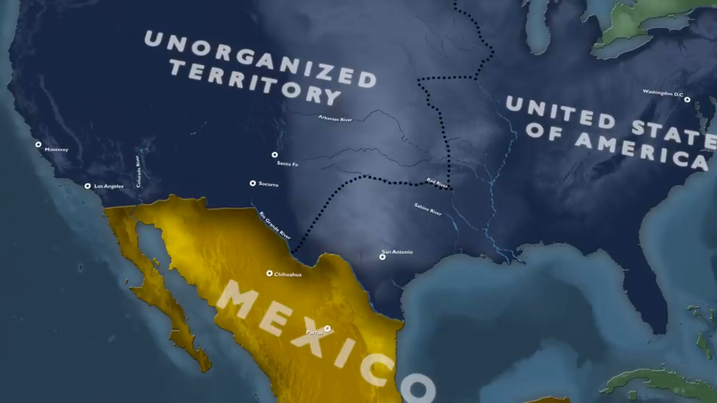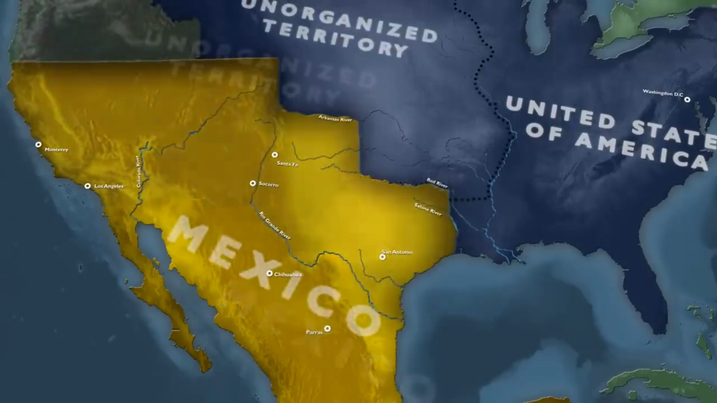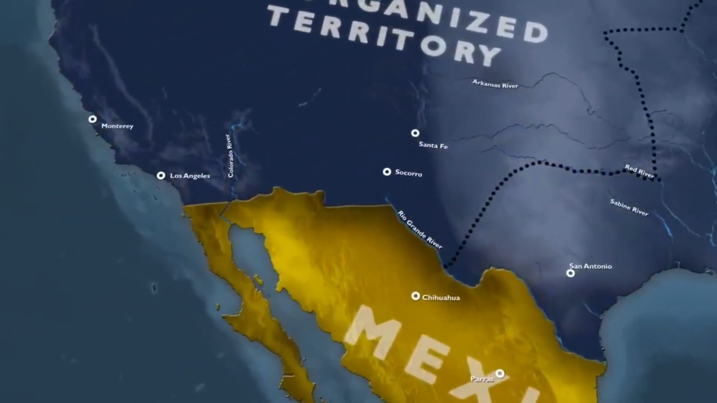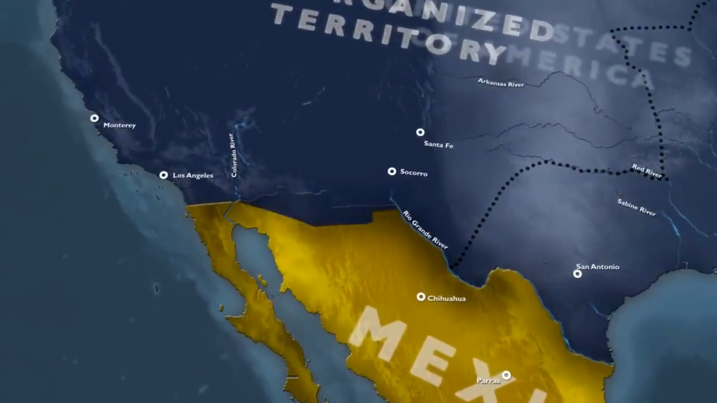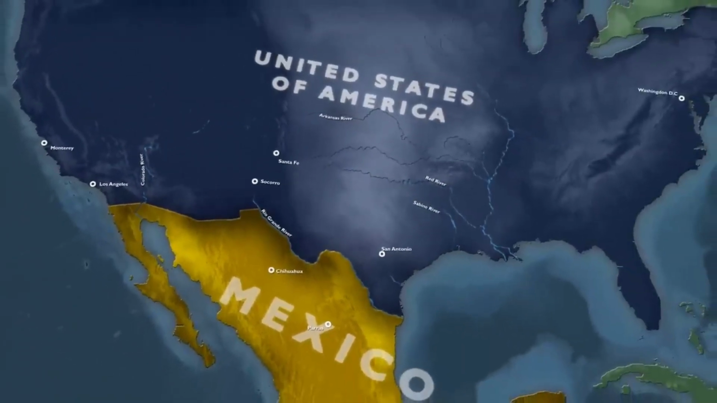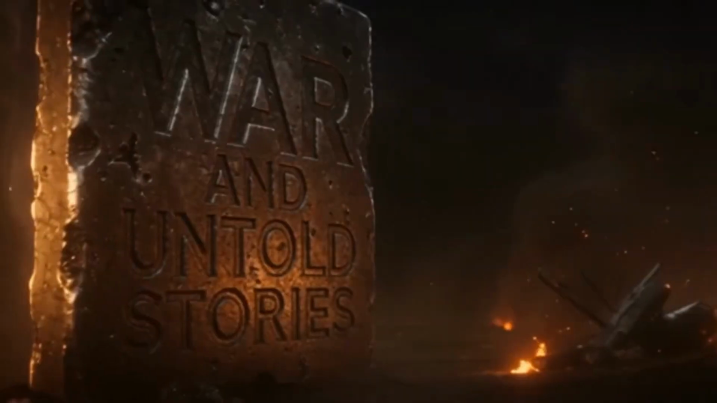Today, the Mexican-American War remains one of the most consequential conflicts in North American history. It reshaped borders, altered the balance of power on the continent, and transformed the futures of both nations. What began as a dispute over Texas ultimately changed the map of North America forever.